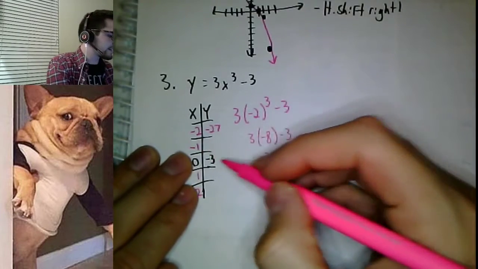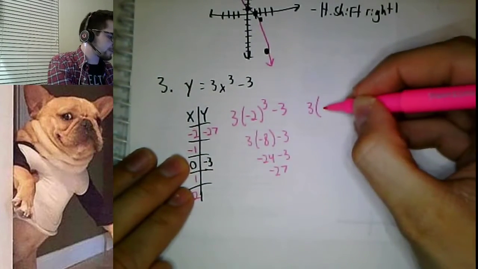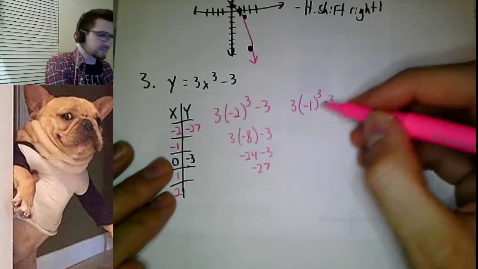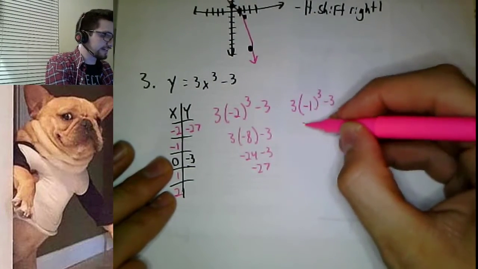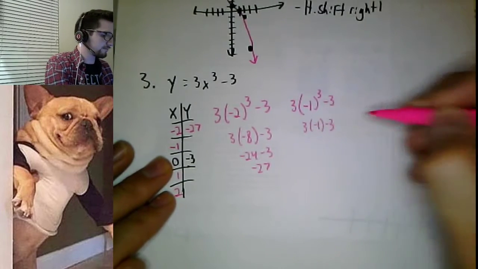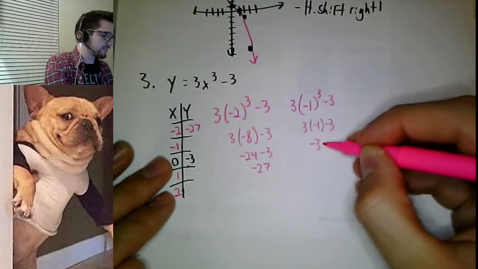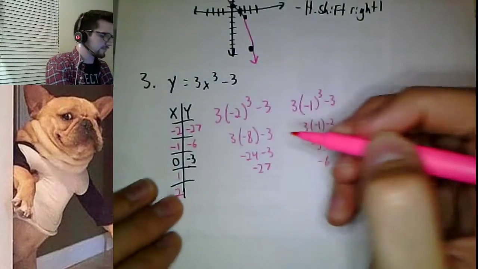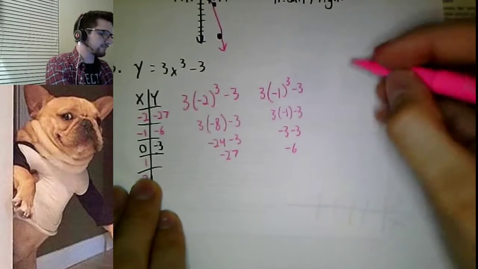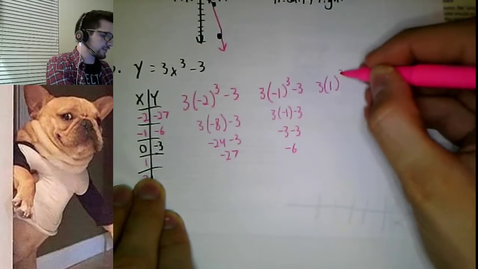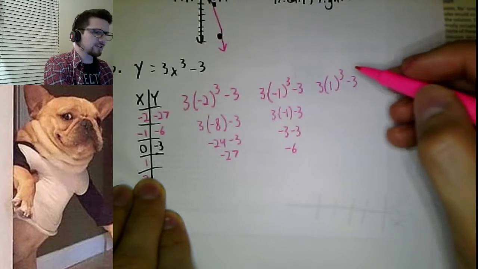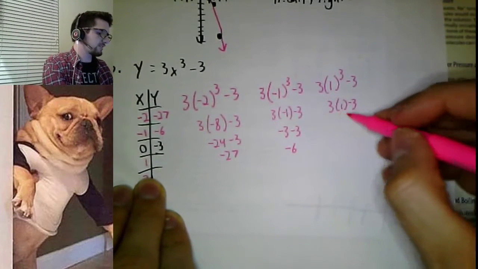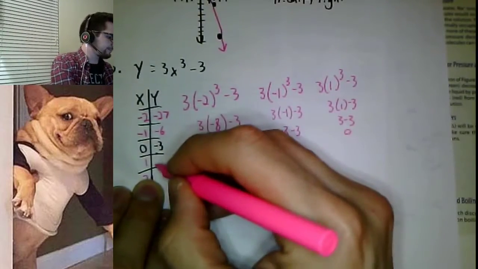So the next one is -1. So 3 times the quantity of -1 cubed minus 3. What's -1 cubed? It's still -1. So what's 3 times -1? -3 minus 3. What are two -3's combined? -6. Fourth one, we have +1. 3 times the quantity of 1 cubed minus 3. What's 1 cubed? 1. So 3 times 1 minus 3, that's just 3 minus 3, that's just 0.